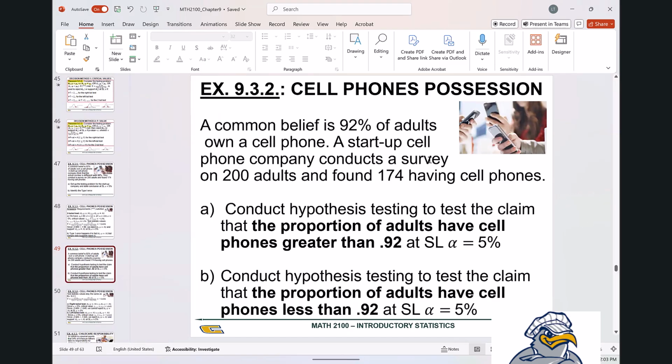So here, also the same problem, but maybe we look at different hypotheses you want to test. Everything is the same, but now maybe another startup thinks the proportion of people with cell phones is greater than 92%. And maybe another company says, oh, it must be less than 92%. Okay, so how about that?